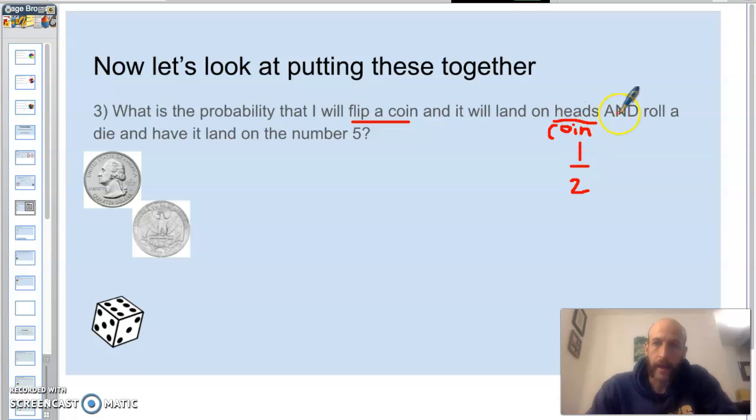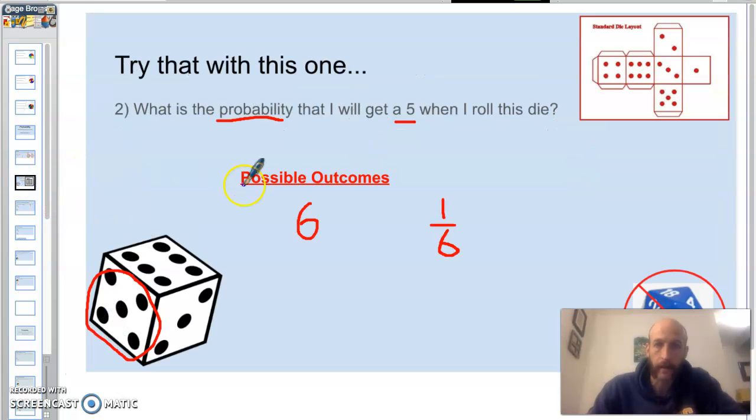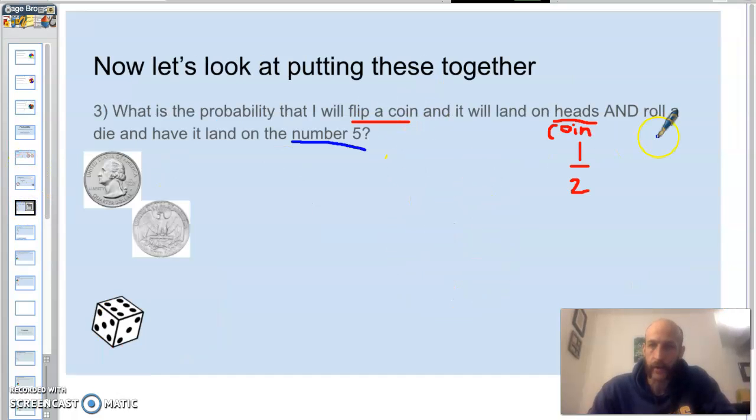Okay, and roll a die and have it land on the number 5. Well, we just did that problem as well, right? The probability of getting a 5 was 1 out of 6. So I'm going to write that off to the side over here for the die. Was 1 out of 6. Okay, make sure you have that written down because we're going to come back to this in a minute.